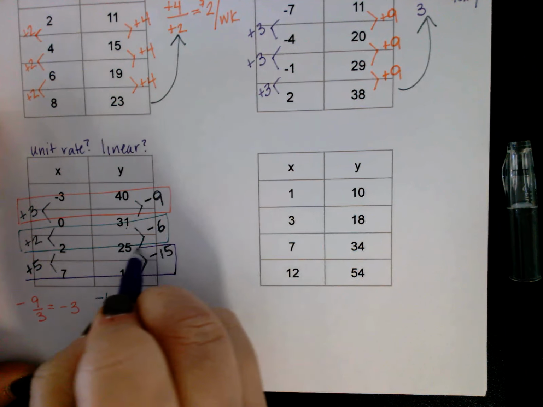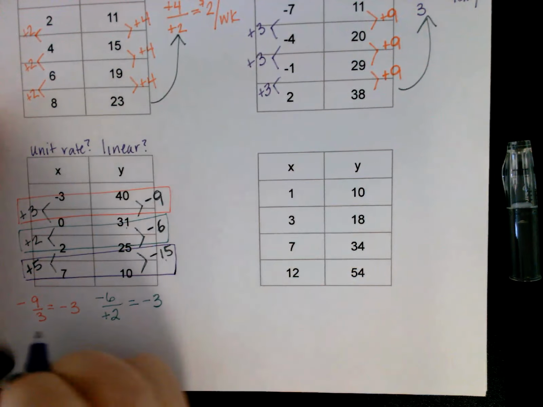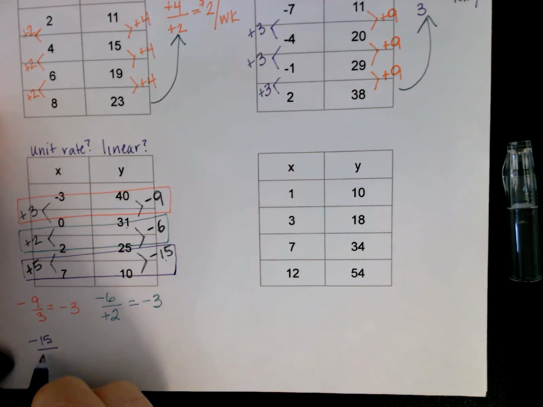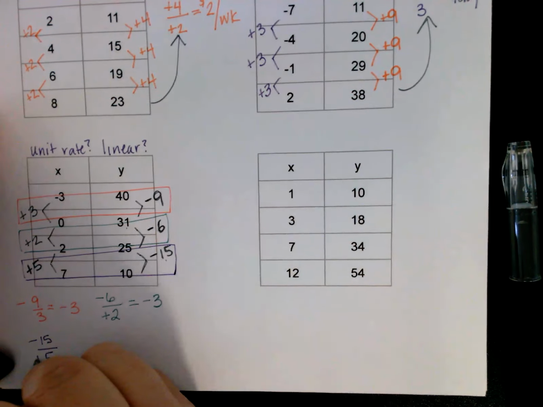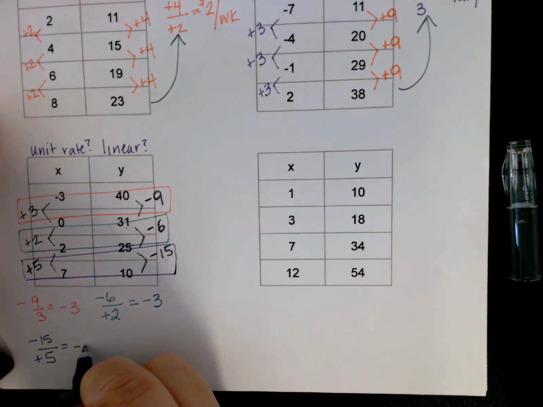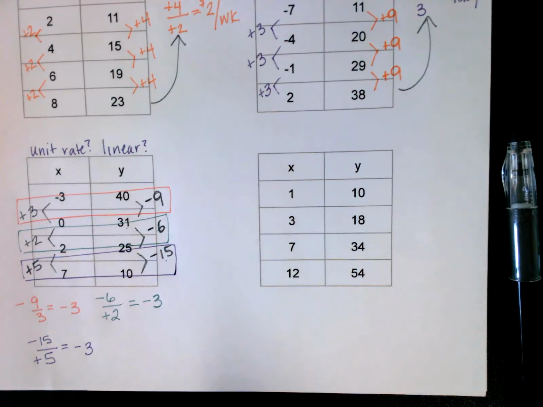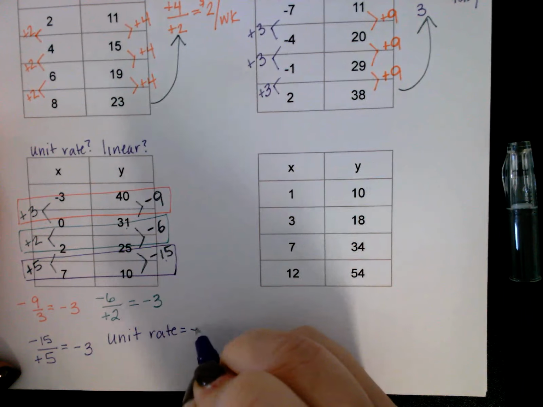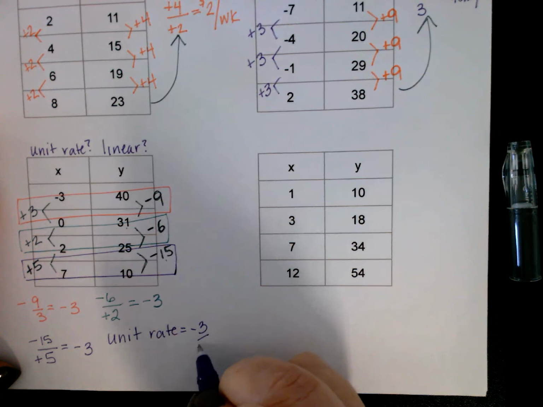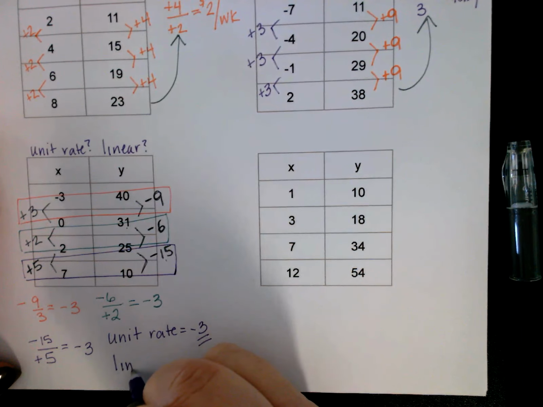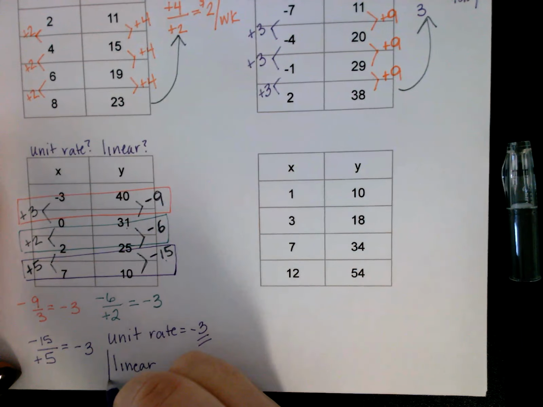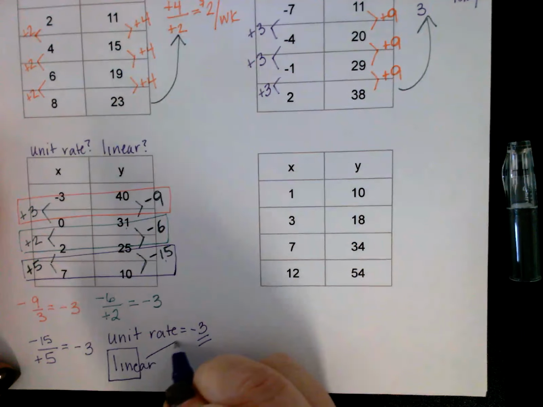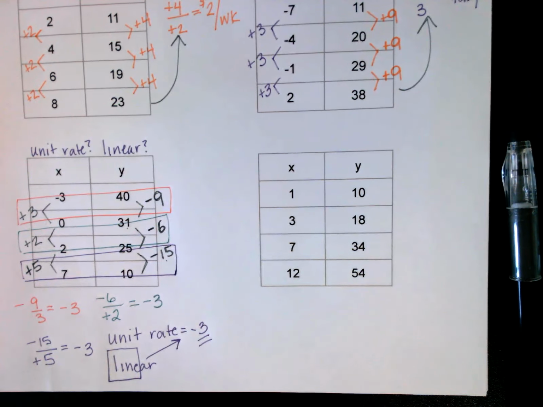We're going to analyze our third set. When our y's change by -15 and the x's, our input, changed by +5, I still get -3. So our unit rate equals -3. It was constantly -3. If we were forced to graph this, we would get a straight line because of the constant rate, so it is linear. We'll keep talking about that part. Right now, we're just trying to figure out our constant rates.